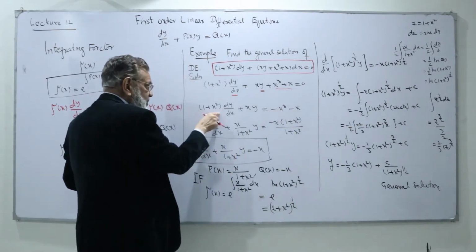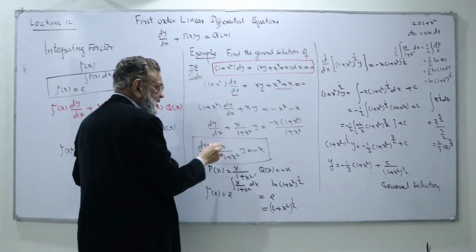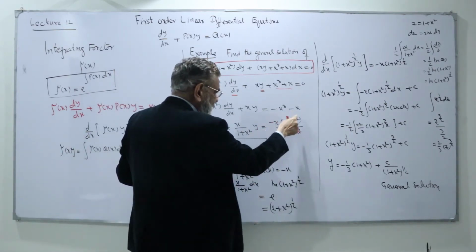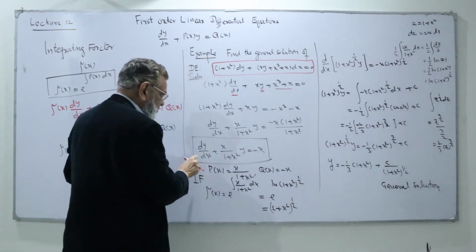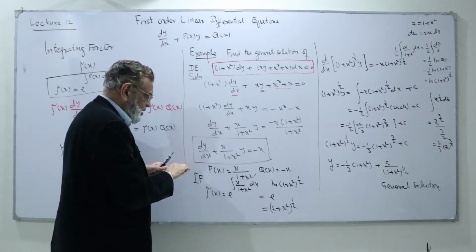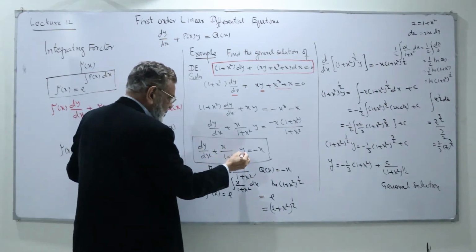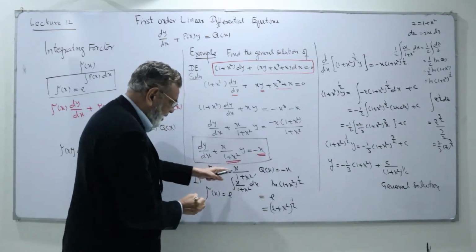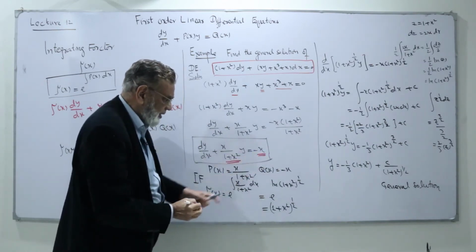So I divide by this one to make the coefficient 1. So we get x over 1 plus x square. Divide by this, we take minus x common, get 1 upon x square. This 1 upon x square is cancelled. So the simplified equation is in standard form, dy by dx plus x over 1 plus x square y, and this is my p of x, and this is my q of x. So p of x is x over 1 plus x square, q of x is minus x.